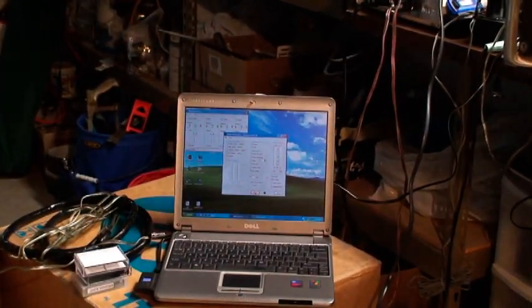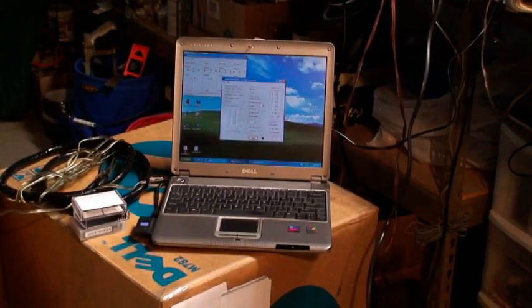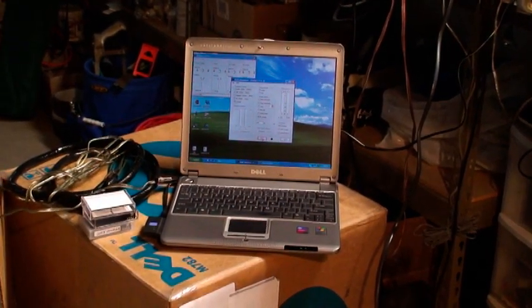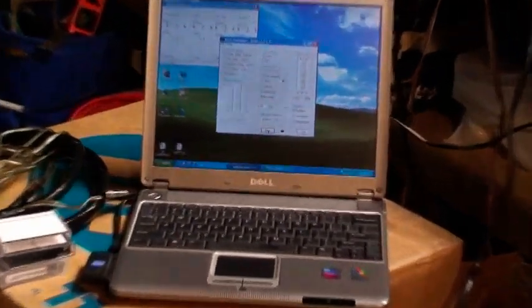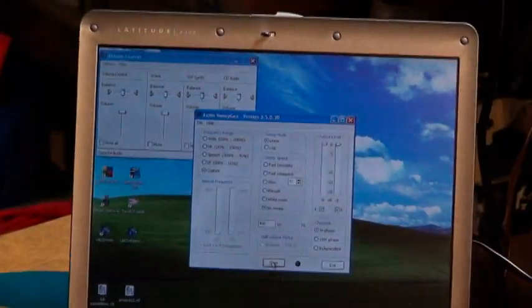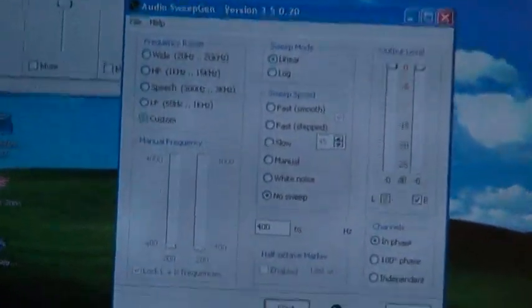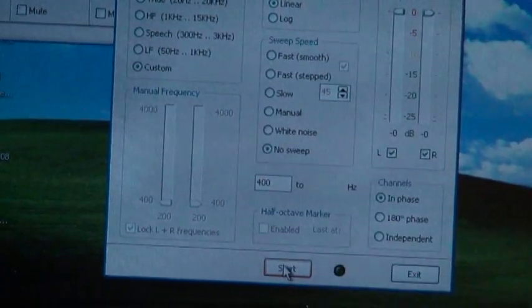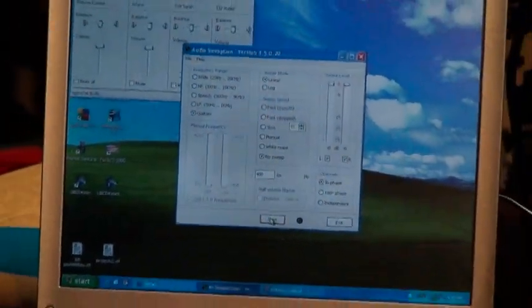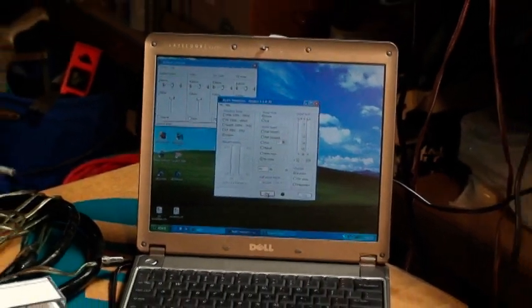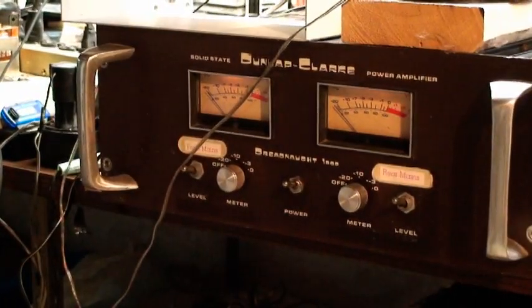Okay, what we have here, we have a laptop computer running a sound generation program. We can set the frequency. I think I'm right now set to 400 hertz. Yep, 400 hertz.